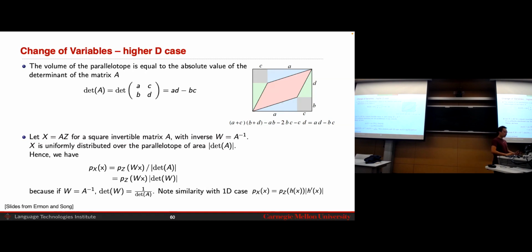And notice, similarly to the 1D case, right? My P of x is going to equal P of z, whatever inverse function transforms x back into z space, and the norm of the gradient of my inverse function. It just happens that the gradient of the inverse function in this case is just a matrix A because it's a linear function.